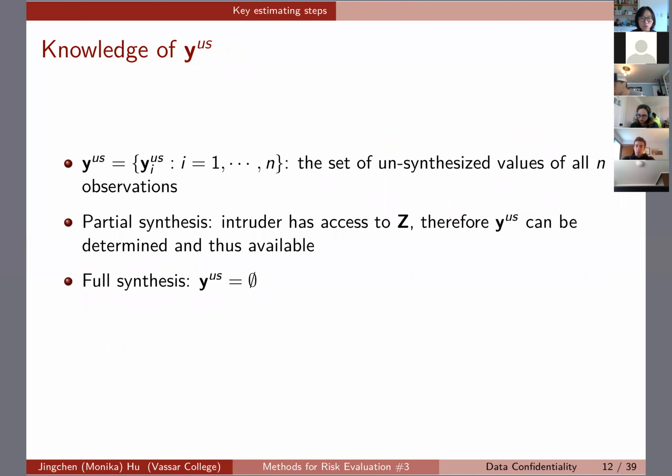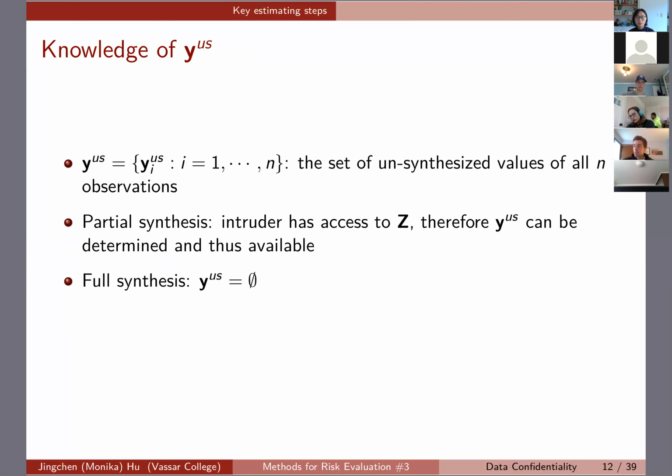All right, okay. So we're going to look at the 3 different pieces of information one by one to see what they know. The knowledge of YUS, we talked about it early on, especially for partial synthesis, because the intruder will have access to the released synthetic data. So any unsynthesized information the intruder will know. Most of the time for partial synthesis, the knowledge of YUS will just be completely available to the intruder. For the full synthesis, we know that the unsynthesized variable set is empty, so the intruder wouldn't know anything.